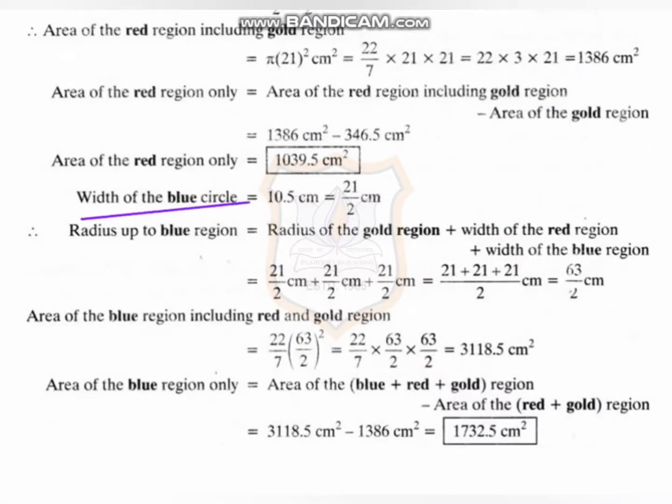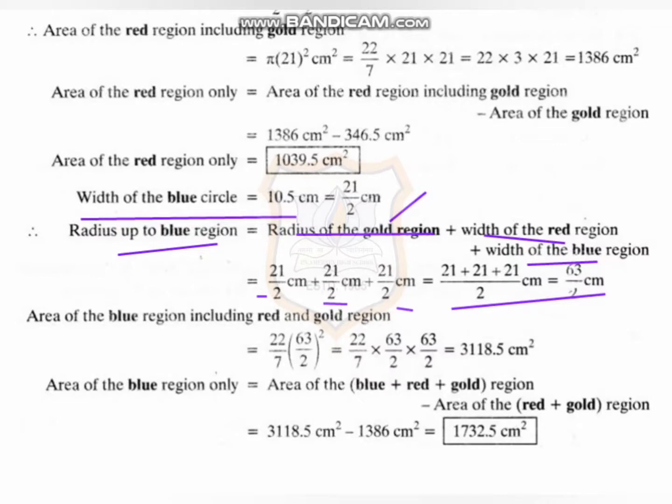In the same way, the width of the blue region is 10.5, which is equal to 21 by 2. So the radius up to the blue region is gold plus red plus blue, so we add all these radii: 21 by 2, 21 by 2, 21 by 2, which equals 63 by 2 centimeters. So the area of blue including red and gold is 22 by 7 into 63 by 2 square, meaning we multiply twice. So we get the result 3118.5.